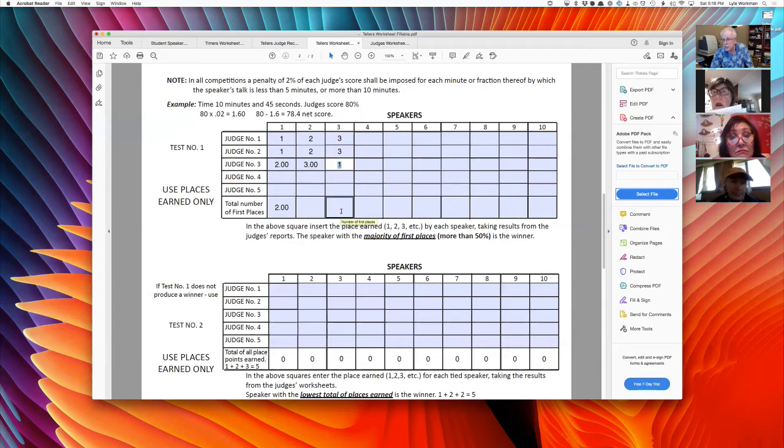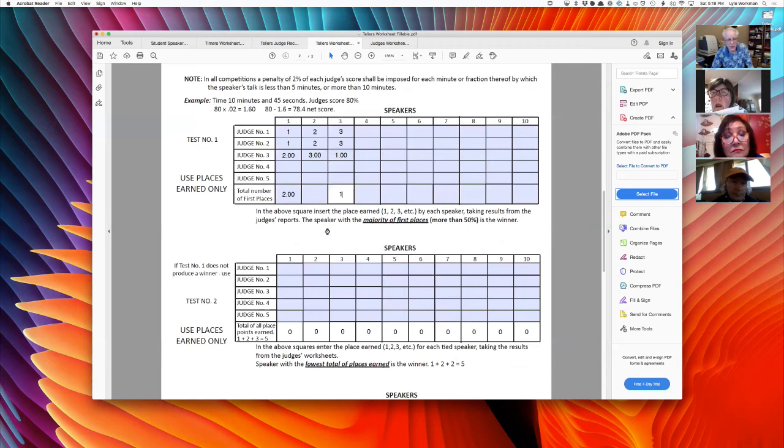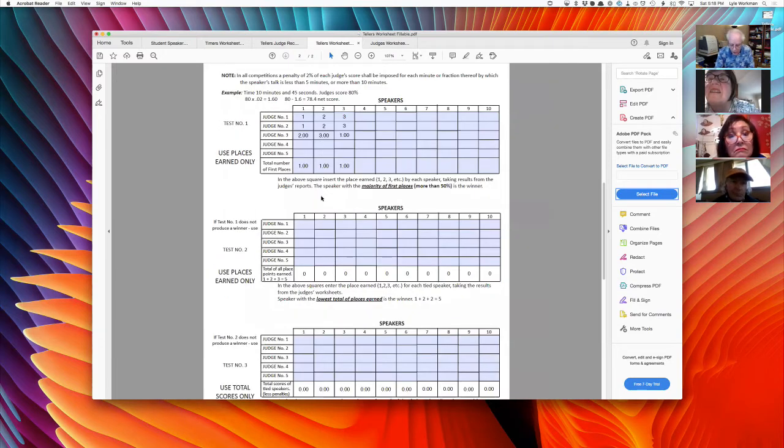You can only have so many places. This person only has 1 place. So this person has a majority of first places, so the teller's worksheet determines that they are the winner. All right. Now say perhaps there's a tie. This person has 1 and that person has 1 and this person has 1. So all 3 have 1.